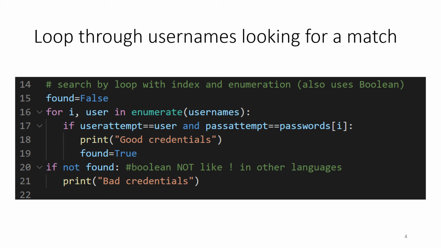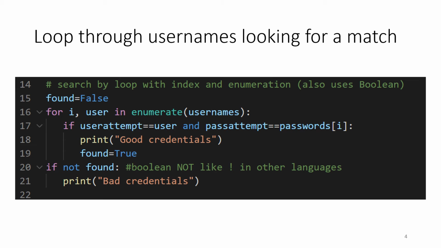Now we see that compared to line 19, line 20 is outdented twice. So 19 is in the if, which is in the for loop. 20 is outside of the if and outside of the for loop, so it is after we've looped through all of the users. It's only when we've looped through all the users that we know that we have not found a good user. So we're saying if not found, where the word not spelled out is the Python equivalent of the exclamation, the Boolean not in other languages, then we will say bad credentials.